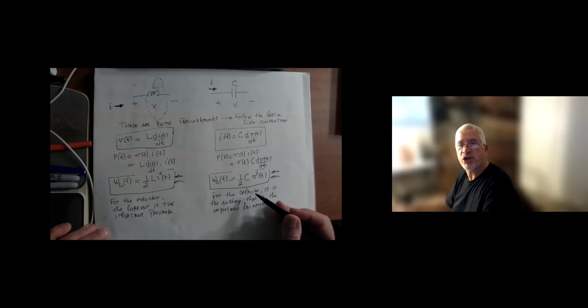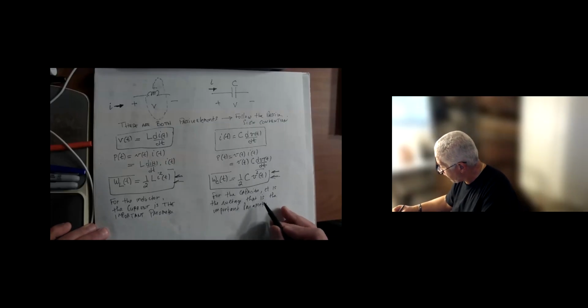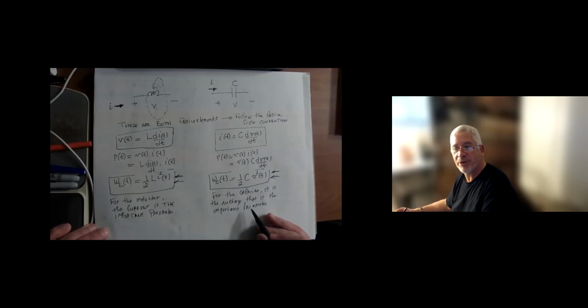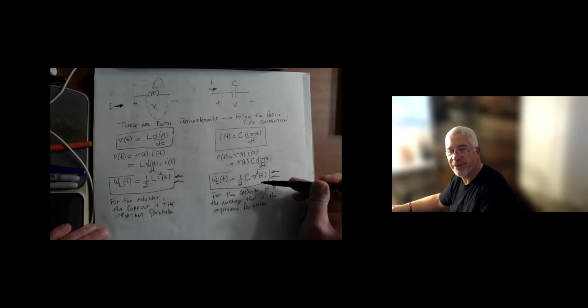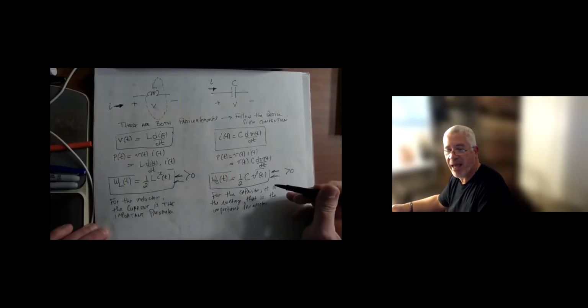And again, my document camera crashes here. So just so that we know, for the capacitor, the important parameter is the voltage, because you can see that I can express the power and the important energy, how much energy is in the capacitor, in terms of voltage. And you notice that the energy is always positive. Energy is always positive. It is the gas in your gas tank.